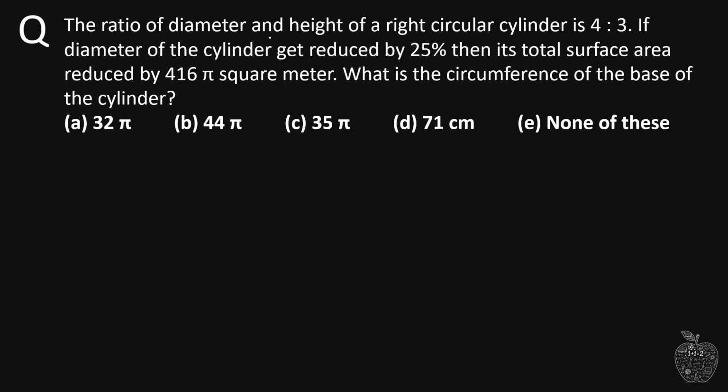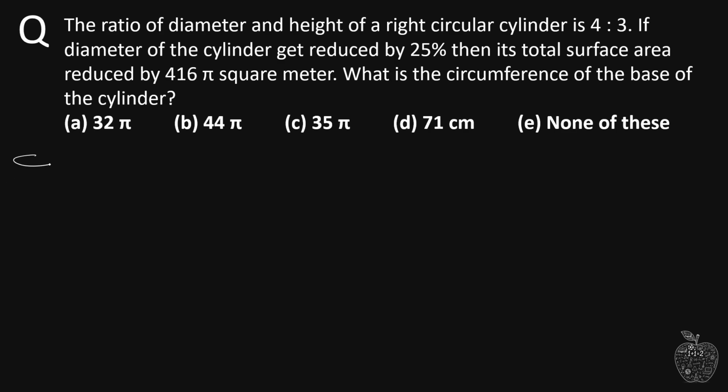The ratio of diameter and height of a right circular cylinder is 4:3. If the diameter of the cylinder gets reduced by 25% and then its total surface area is reduced by 416 pi square meter, what is the circumference of the base of the cylinder?